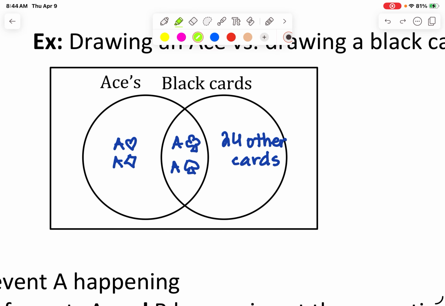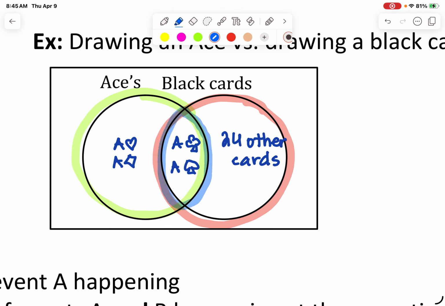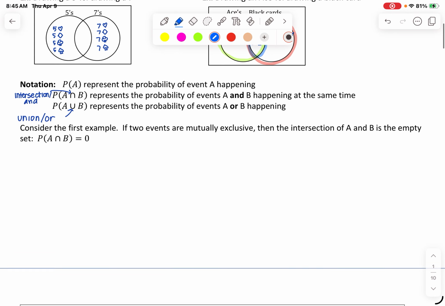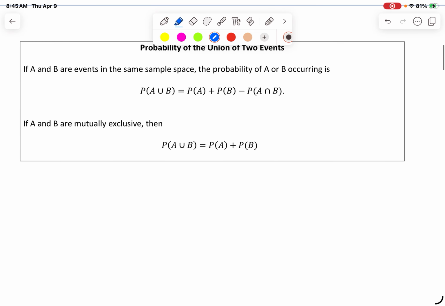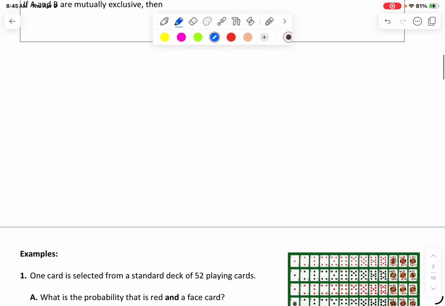So if I want to know the probability of choosing an ace or a black card, I can take the probability of choosing an ace, which is 4 out of 52. The probability of choosing a black card is 26 out of 52. But now I've counted the ace of clubs and the ace of spades twice, so I have to subtract the probability of a black ace, which is 2 out of 52. And that's how you'd get the probability. And that's what it says to do here. Take the probability of event A plus the probability of event B and then subtract the intersection. Now, if the events are mutually exclusive, there will be no intersection, so you don't have to subtract that off.